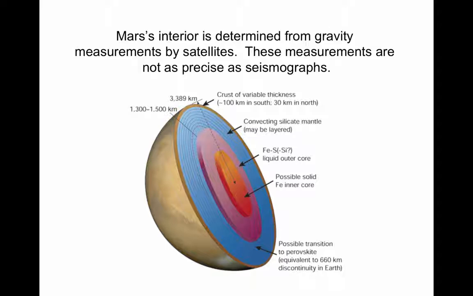Mars has had several satellites in orbit around it, so we've been able to get a reasonable estimate of its interior. Not as precise as we could get by seismographs, but Mars's interior seems to be similar to the Earth, just with a slightly thicker crust and thicker mantle. There's likely a solid metal core, a liquid outer core, and then some sort of rocky mantle and thick rocky crust.